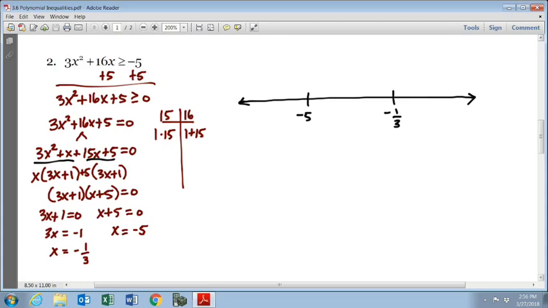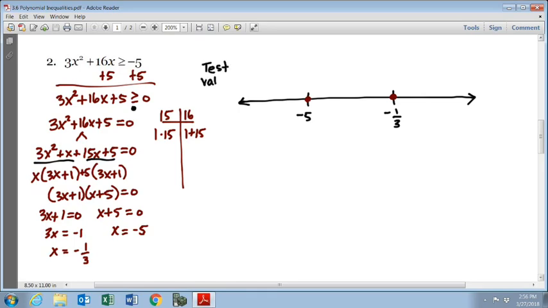Now notice in this problem, we got the greater or equal to 0. So we're including where we're equal, the x values that make this polynomial equal 0. And so for that reason, we're going to include negative 5 and negative 1/3 in our solution. So we're going to put solid dots at those points.